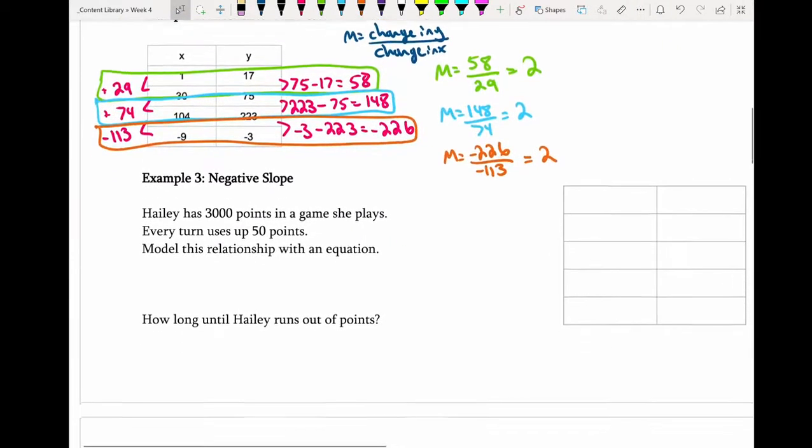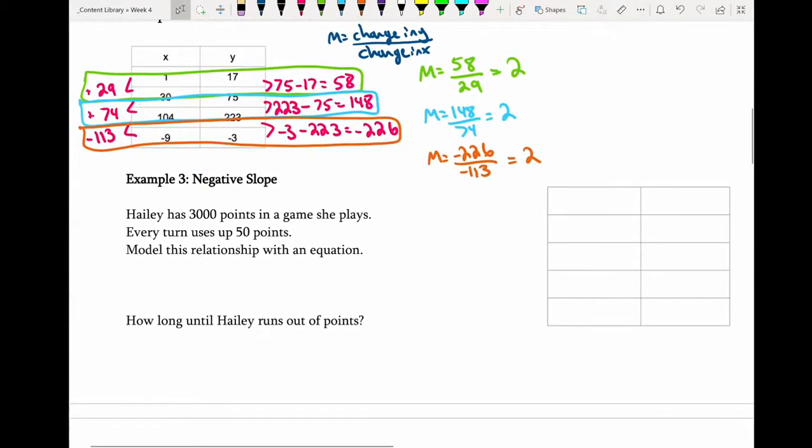So, taking that idea, let's put this into a word problem. Haley has 3,000 points in a game she plays. Every turn uses up 50 points. We would first want to model this relationship with an equation. So the 2 key things that we should be highlighting or underlining: she has 3,000 points and every turn uses up 50 points.